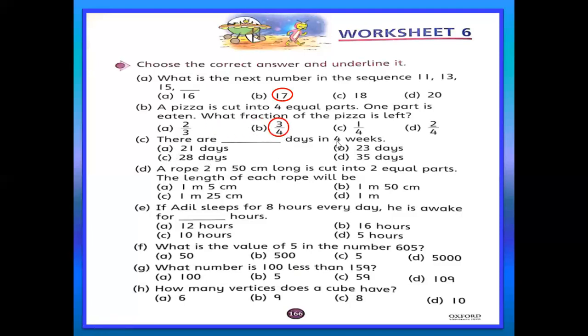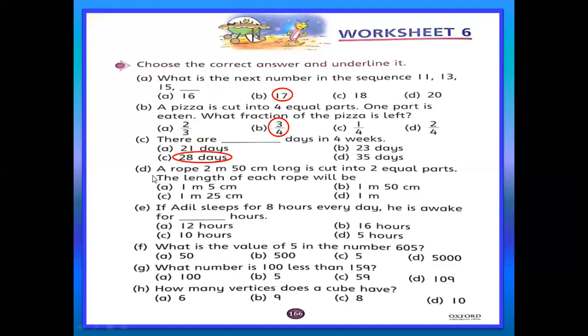There are dash days in 4 weeks: 21 days, 23 days, 28 days, 35 days. First of all, we know how many days are in 1 week: 7 days. So in 4 weeks, how many days? Just multiply 7 with 4. It means the table of 7. 7 1s are 7, 7 2s are 14, 7 3s are 21, 7 4s are 28. So in 4 weeks there are 28 days. Circle the 28.